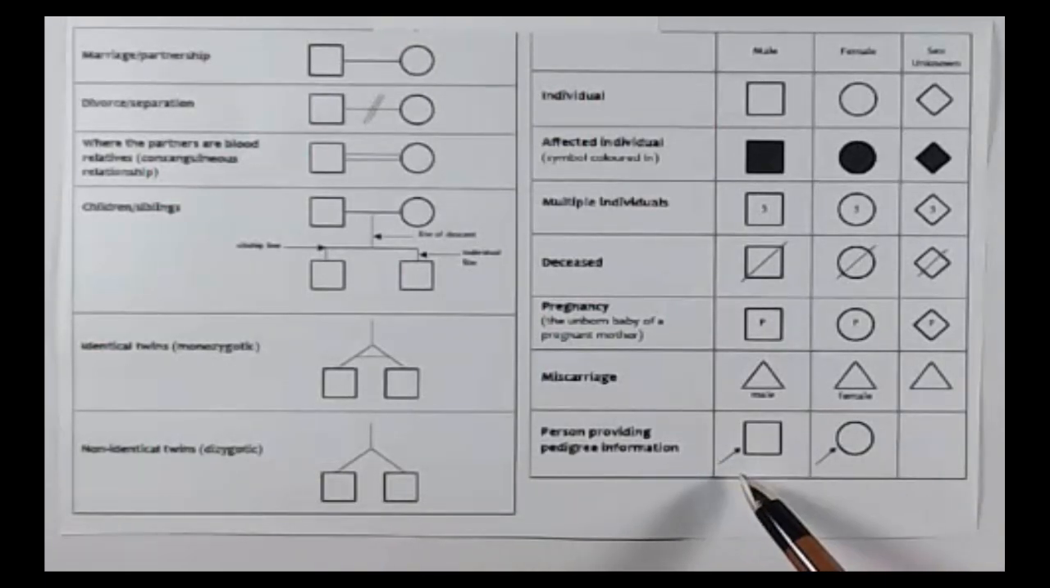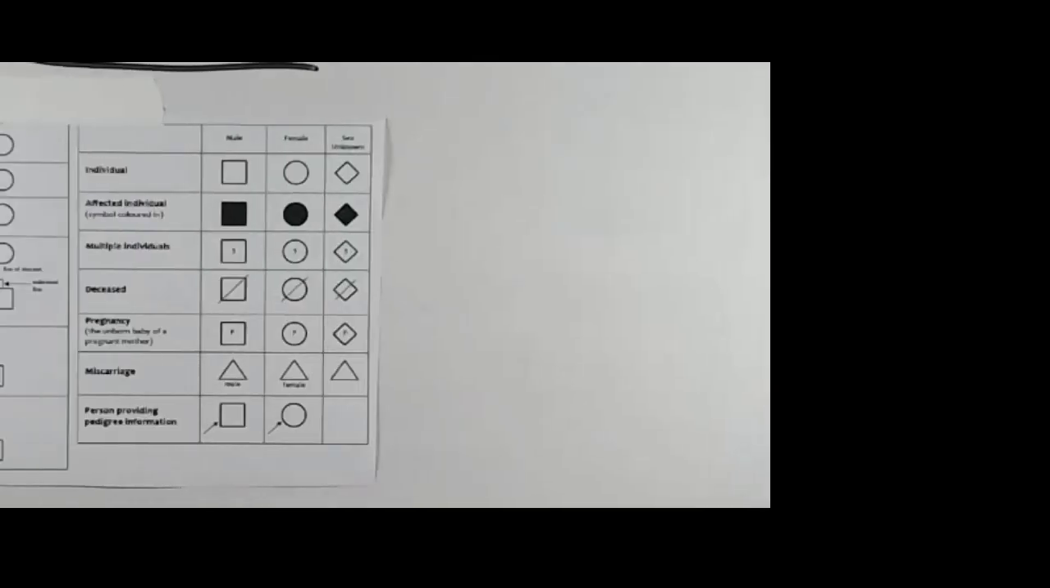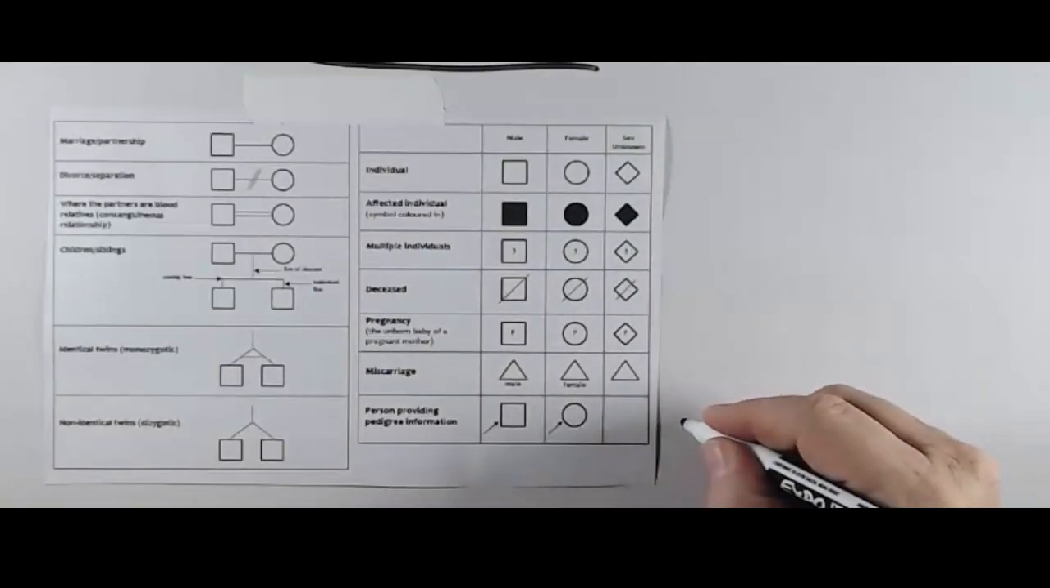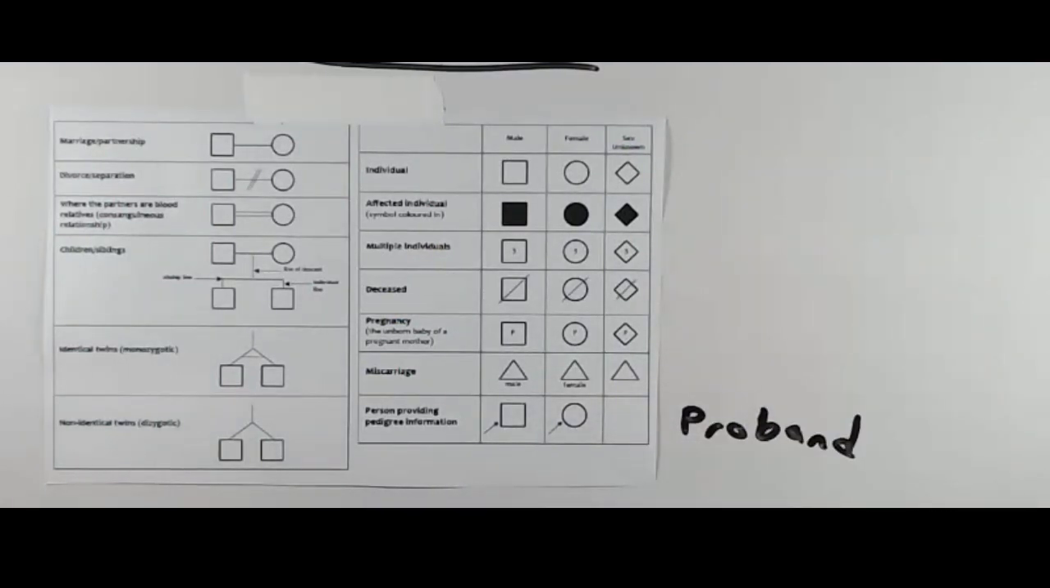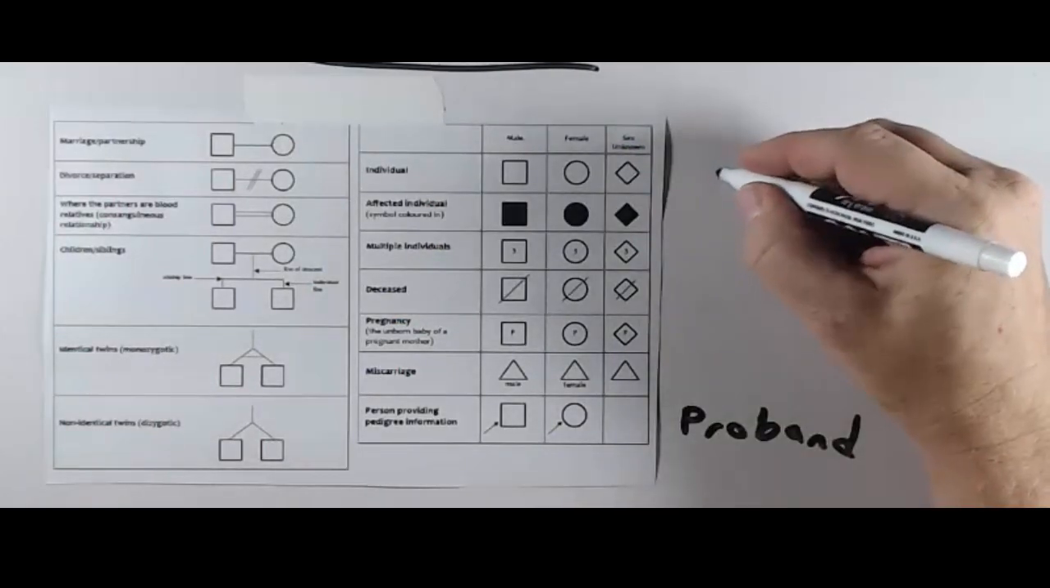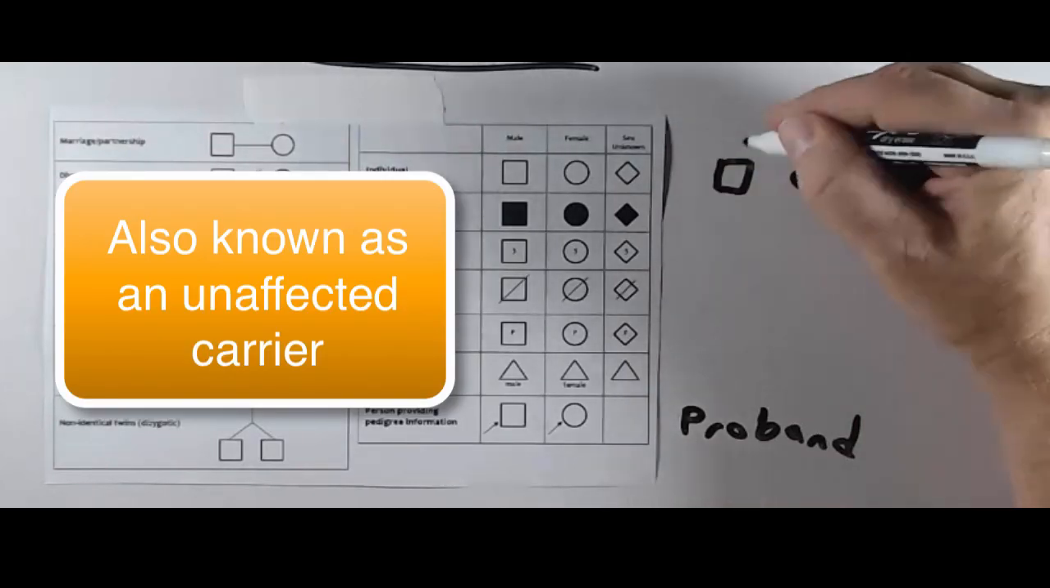And all this arrow indicates is that this was the individual who provided the information for the pedigree, or where the pedigree investigation began. It's not shown here, but that is called the proband. Another thing that's not shown here is if an individual is a heterozygote. So let's include that here.